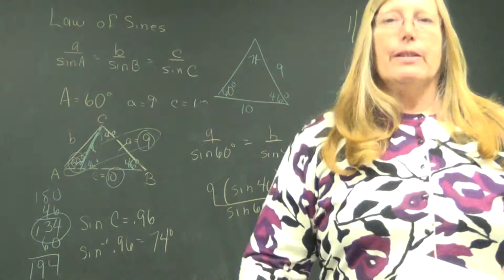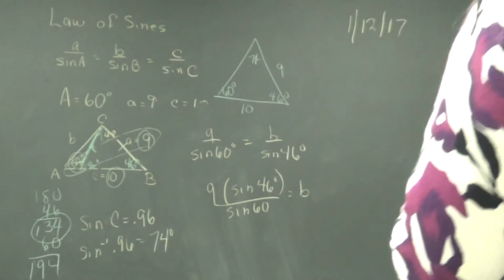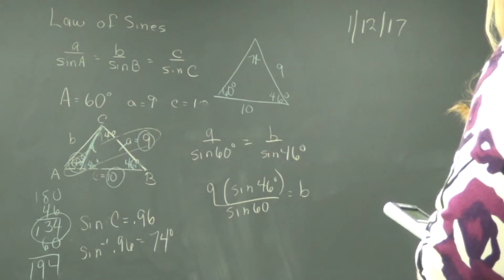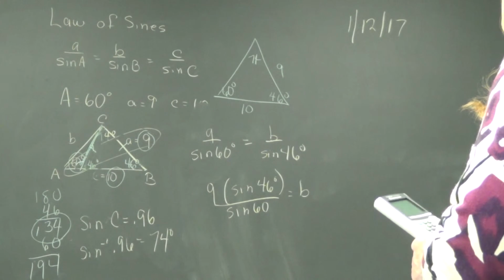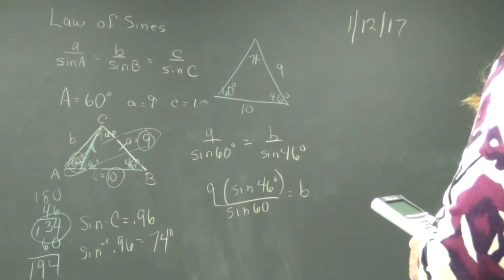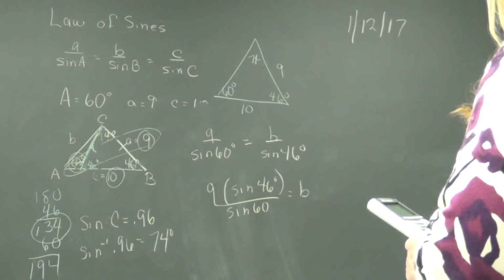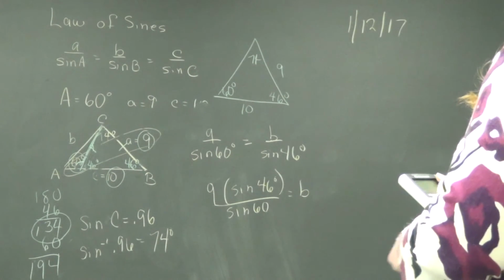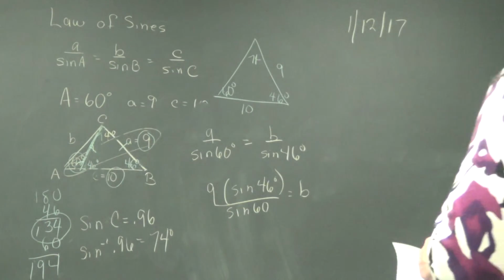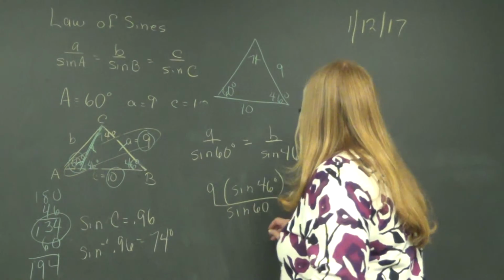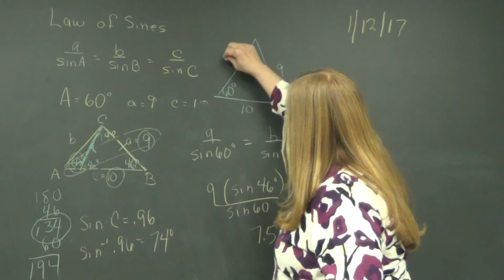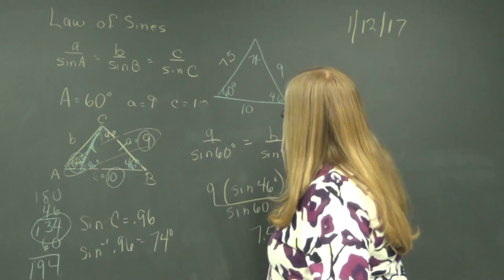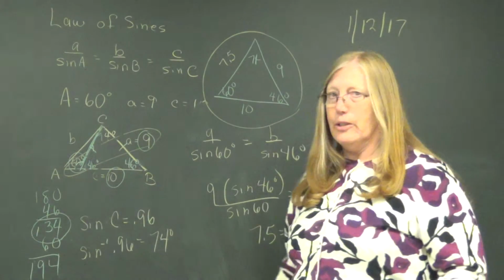I don't have that, so let me calculate it real quick, as you do as well. So 9 times the sine of 46 divided by sine of 60. Alright, I got 7.5. 7.5 is my answer for side b. Alright, so this is the whole answer to the triangle.